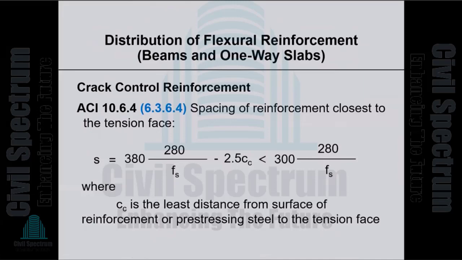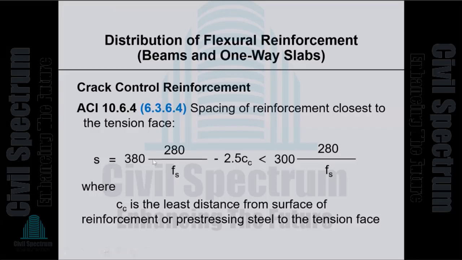Now we are talking about crack control reinforcement. This is also required in ACI 318. Crack control in ACI 318 now for several editions. We made a switch, I don't remember at which edition, but anyway, before 08, we now do crack control by limiting the spacing of the extreme tension reinforcement. Okay, so spacing of reinforcement closest to the tension face s shall not exceed the value given by the expression that you see.